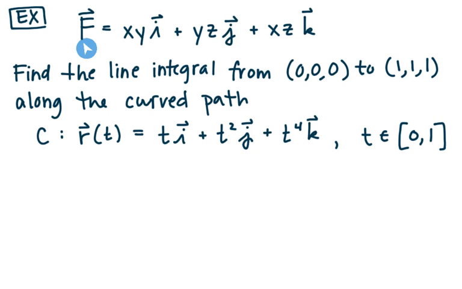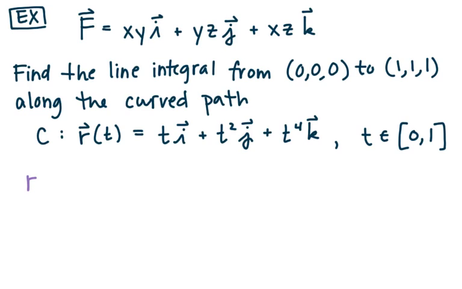For this example, we're given the vector field F, denoted by xy i plus yz j plus xz k. We want to find the line integral from (0, 0, 0) to (1, 1, 1) along the curved path C. C is denoted by the parametrized vector r of t equal to t i plus t squared j plus t to the fourth k, where t is between 0 and 1.